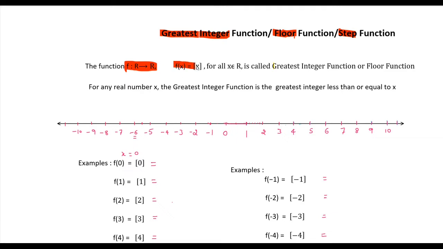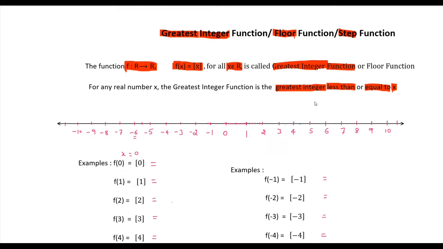Now greatest integer function f of x is always written like this. x is enclosed between square brackets, for all x belongs to R, for all real values of x. This is called greatest integer function or floor function or step function. How do we understand this? For any real number x, the greatest integer function is the greatest integer which is less than or equal to the considered value x. That is the meaning.